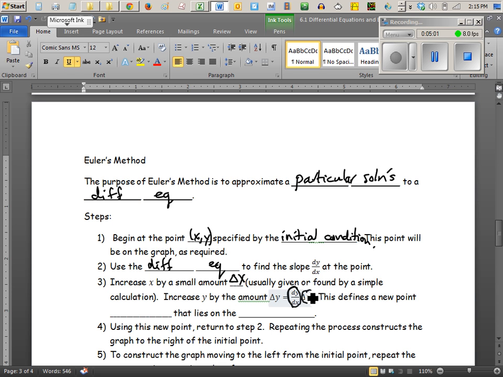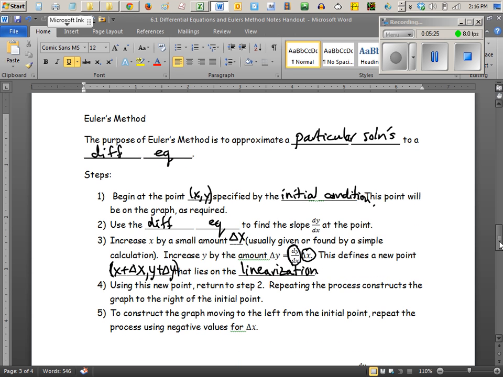This defines a brand new point at x plus delta x, y plus delta y, because you increase x by delta x and y by delta y. That point lies on the linearization, so it's not right on the curve, but it's close. Then you take this new point and return to step 2 and repeat the process. You're basically constructing a graph of the antiderivative without ever actually anti-differentiating.